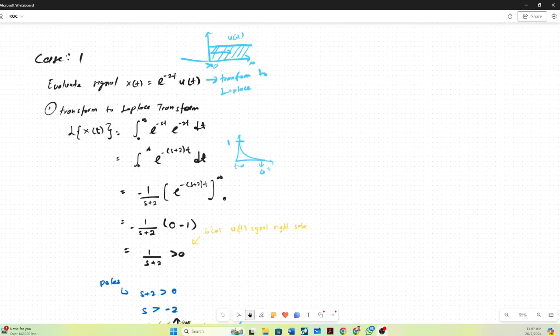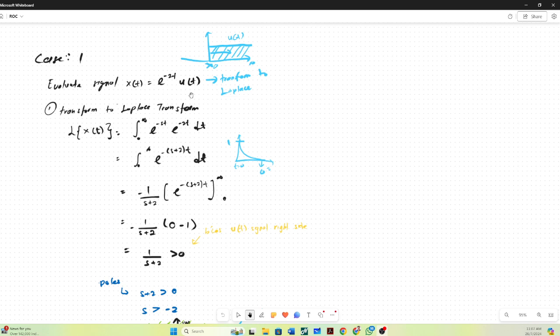Assalamualaikum and good day. Next, we are going to do a quick revision on the region of convergence for the Laplace transform. In this example, the question gives you the time domain, x(t) equals e to the power of minus 2t times u(t).